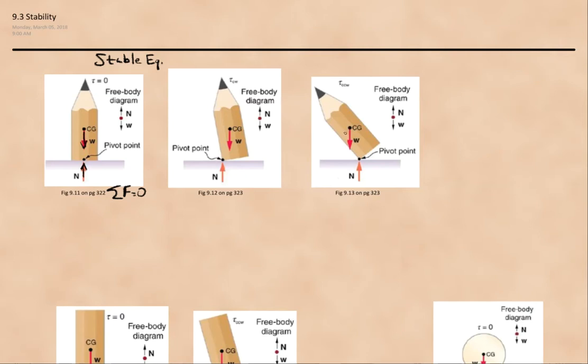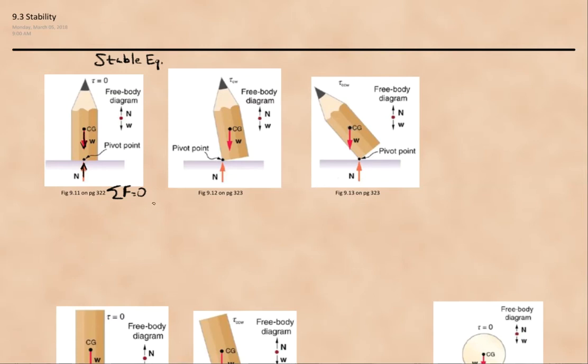The third picture in this series is just showing that just because it's stable equilibrium does not mean it's stable for all displacements. If you give it a large enough displacement, you can remove it from equilibrium. In this case, cause it to tip over.